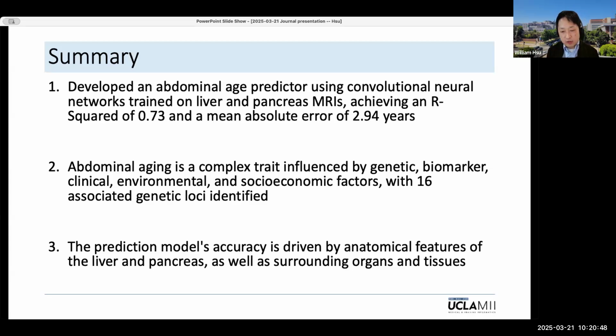And ultimately, they also saw from the attention maps that the model's accuracy is driven by some anatomical features in the liver and pancreas.